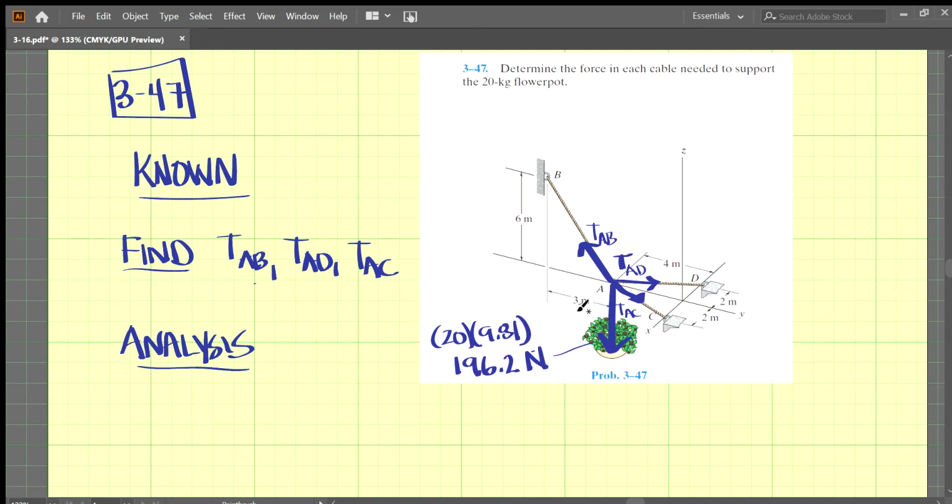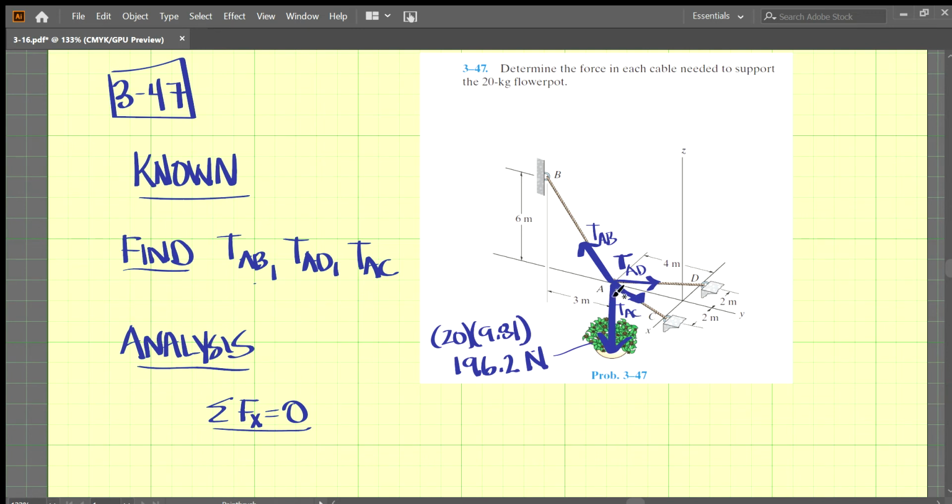And what we're going to do is sum all the forces in all the x, y, and z directions. That should give us three separate equations, and we have three unknowns, so that should be enough to solve this problem here. All right, so let's start by summing the forces in the x direction and setting those equal to 0 because we know it's an equilibrium. So x direction, let's take a look here. So this is the x direction here.